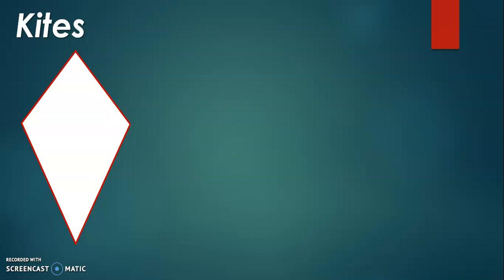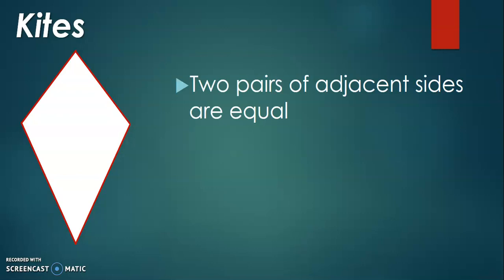The next shape we have here is a kite. You know what a kite looks like, so this is what a kite looks like. The first property is two pairs of adjacent sides are equal. Remember this, notice the adjacent. It doesn't say opposite, it says adjacent. Adjacent means next to each other, basically. So here, these top two sides are equal, the bottom two sides are equal. From the diagram, you can also see that.